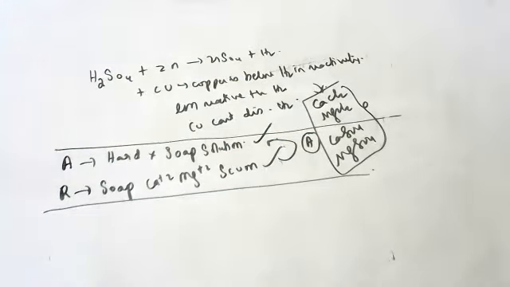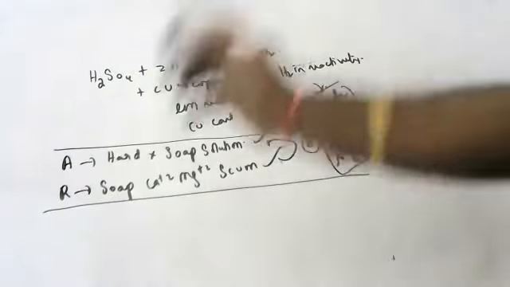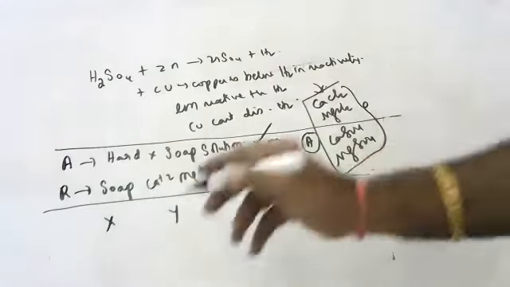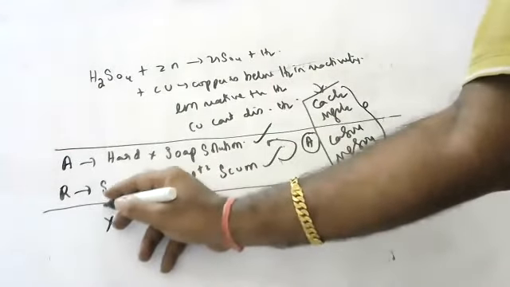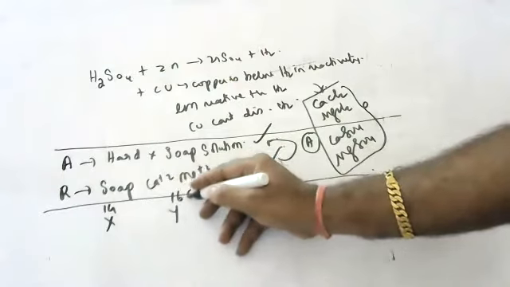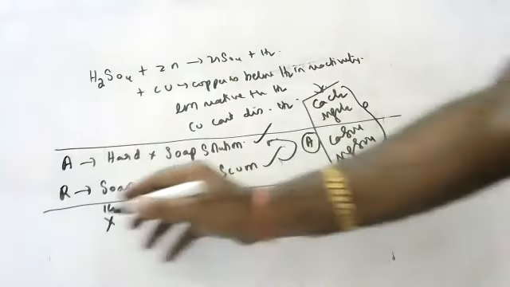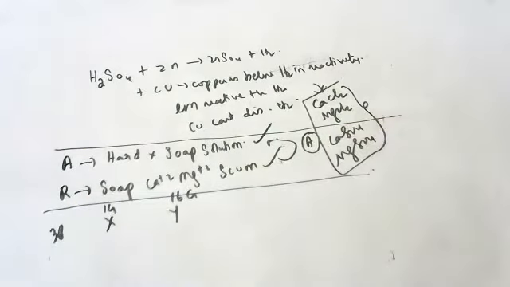Second question, children. Next, see here. The element X is there, and element Y is there. Element X belongs to the first group, and Y belongs to the 16th group. Both of them belong to the third period.